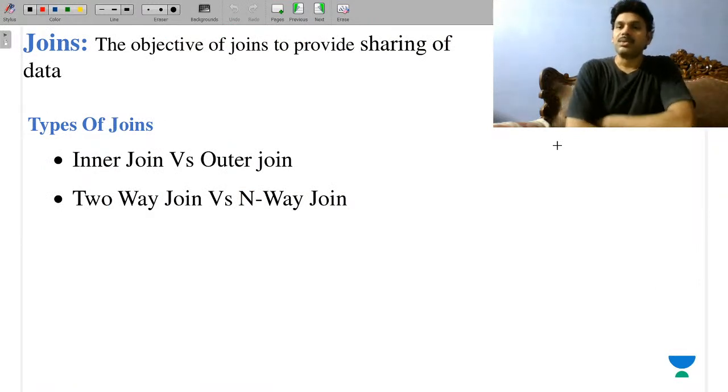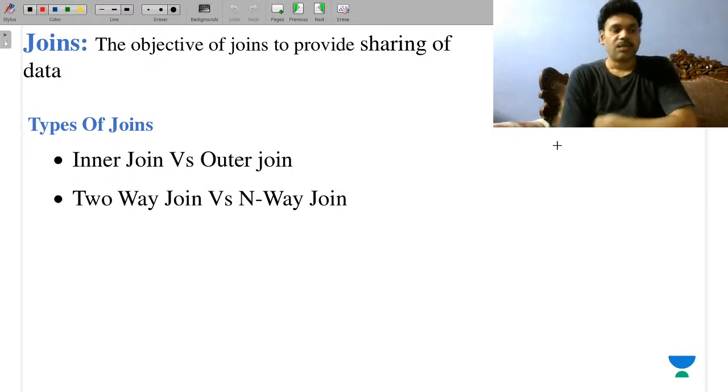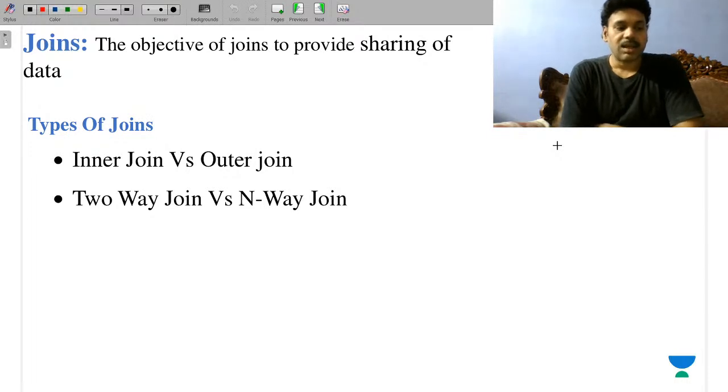Well friends, now let us start with the importance of joins. When you talk about a join, the main intention is to share the data with each other or retrieve the data from multiple table instances. A single instance can be made into multiple forms, or multiple table instances can be utilized in order to retrieve the data. So joins are very much useful in order to get the data from multiple tables.